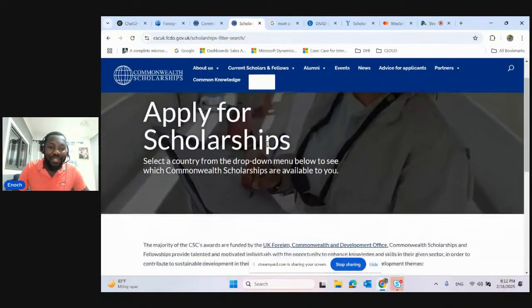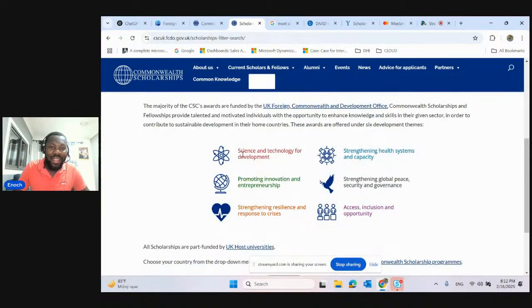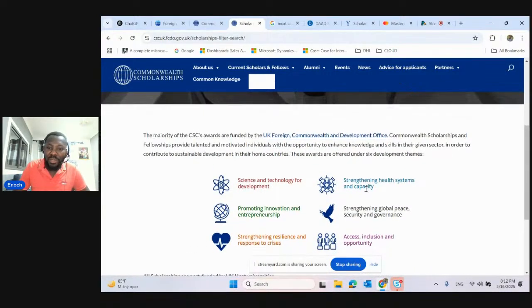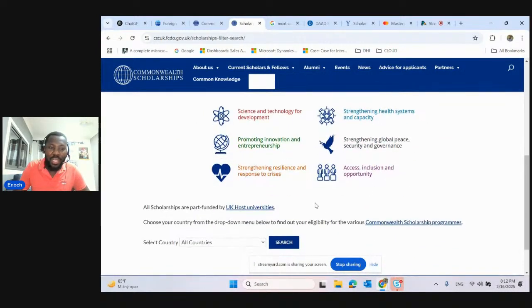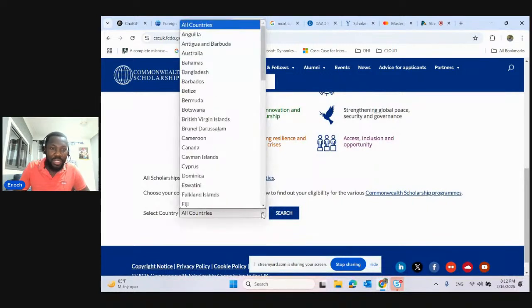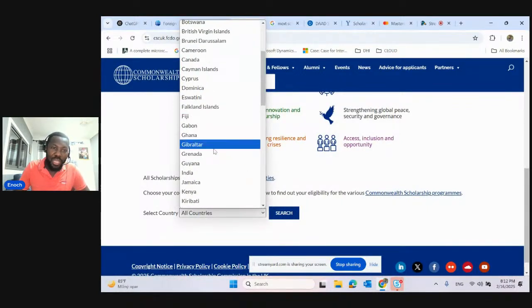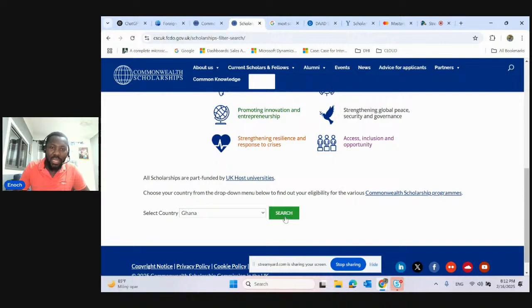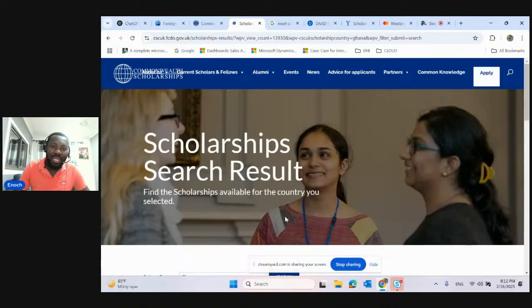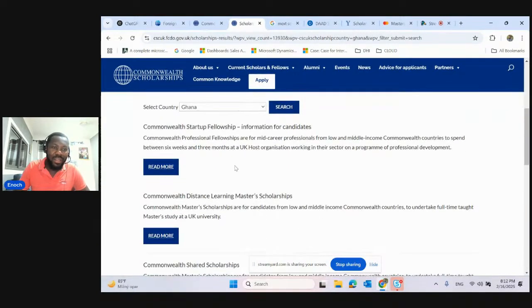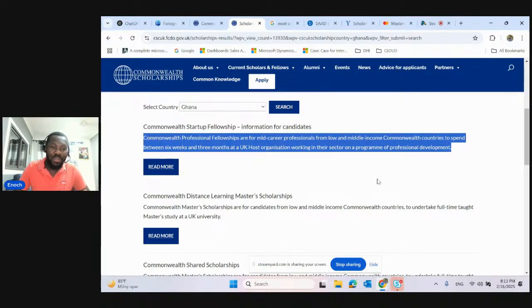So if you have to apply, you must be looking at some of these. But let's see all countries. I think I'm still going to use Ghana because most of my audience are Ghanaian. And when we search for Ghana, what do we have? What are the scholarships available under the Commonwealth scholarships? We have the Commonwealth Startups Fellowship, which is more or less for business ideas or for business development.